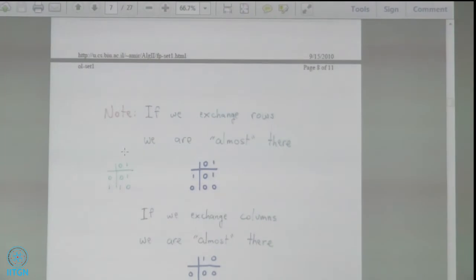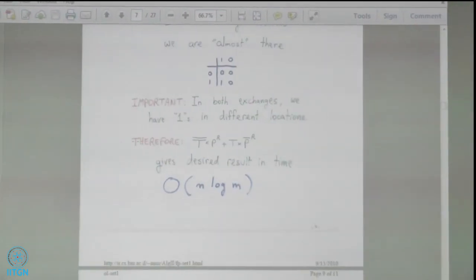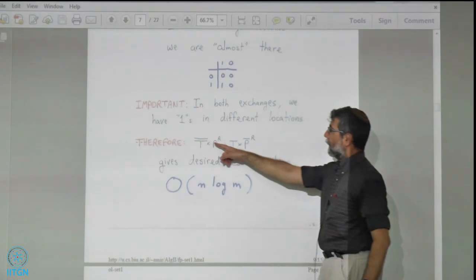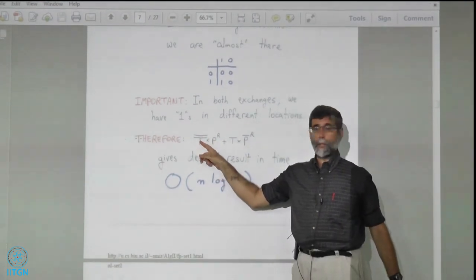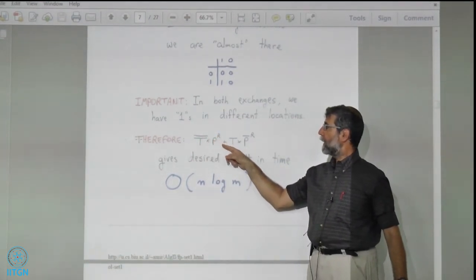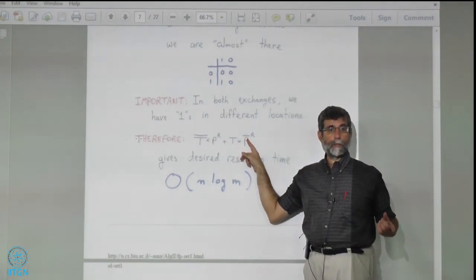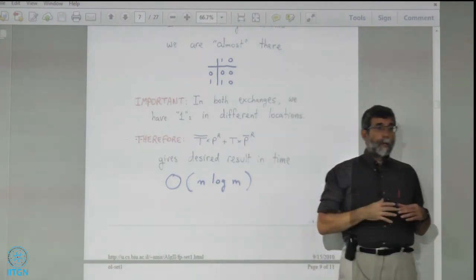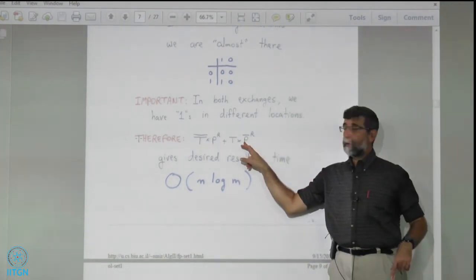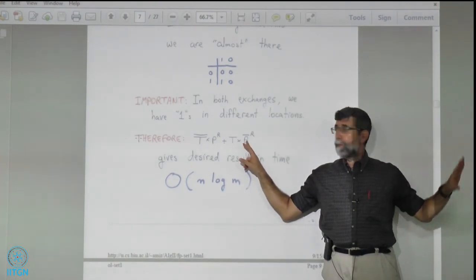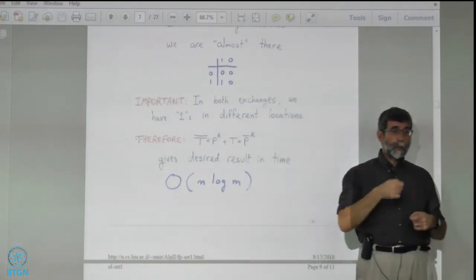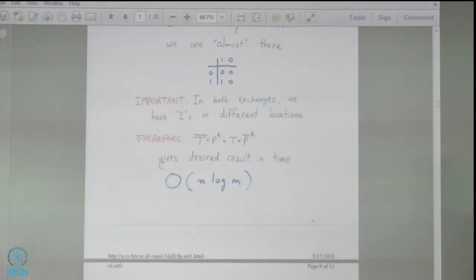So what does it mean? Now we put all of these together, and we get our result: if you take the text and you exchange every 0 by a 1 and every 1 by a 0 and multiply it by the pattern, and add it to the text times the pattern where you exchange every 1 to a 0 and every 0 to a 1, these are regular multiplications. These are multiplications that you use FFTs for. But the result of this is going to be the result of our funny multiplication.